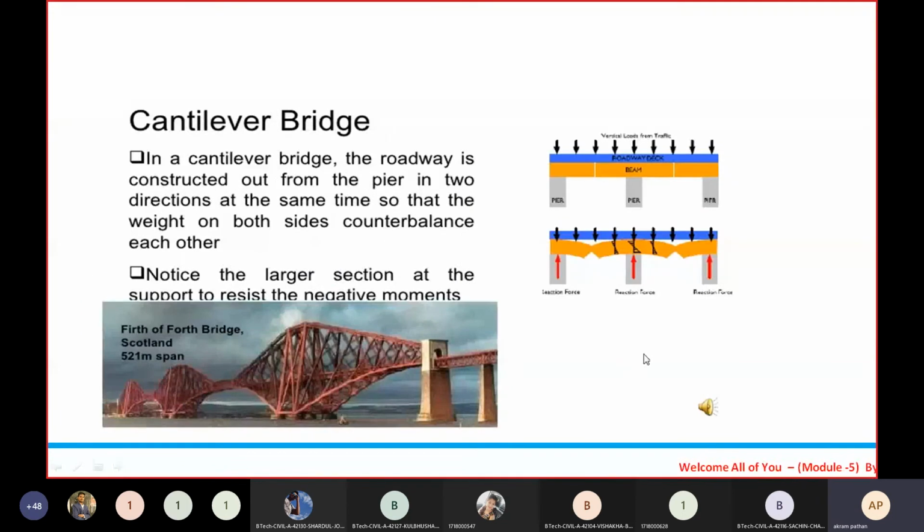Then as far as the cantilever bridge is concerned, the roadway is constructed out from the piers in two directions at the same time, so that the weight on both sides counterbalances each other. Notice the larger section of the support to resist the negative moments. Such a cantilever bridge is constructed in Scotland over a span of 521 meters.